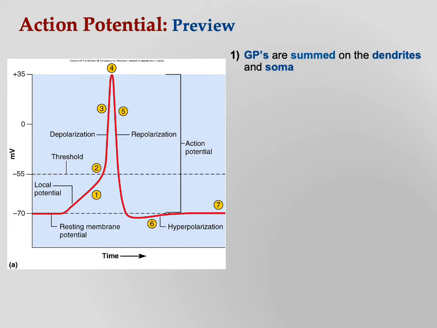So at number 1, this is where the graded potentials are summing up on the dendrites and on the soma. So see how it's going at negative 70.